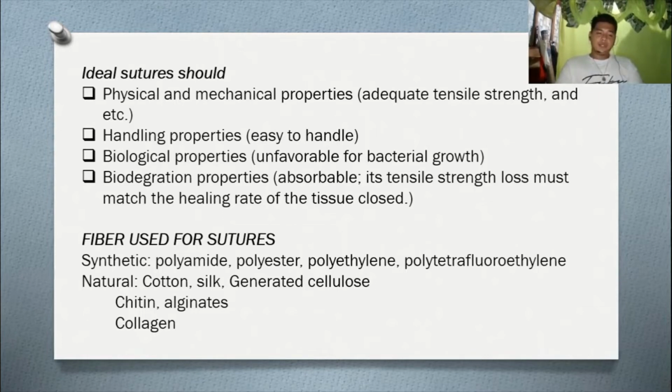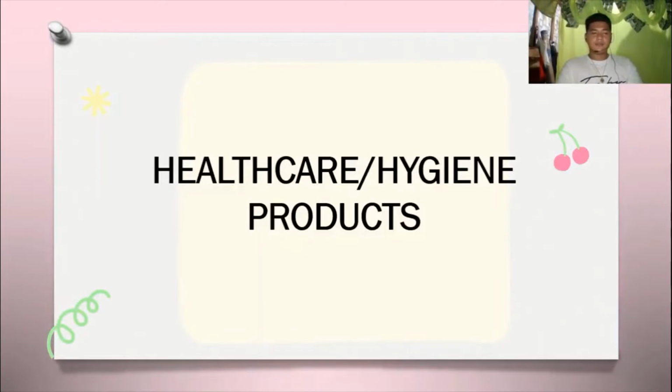Fibers used for sutures are the following: synthetic, polyamide, polyester, polyethylene, polytetrafluoroethylene; natural, cotton, silk, regenerated cellulose, chitin, alginates, and collagen.